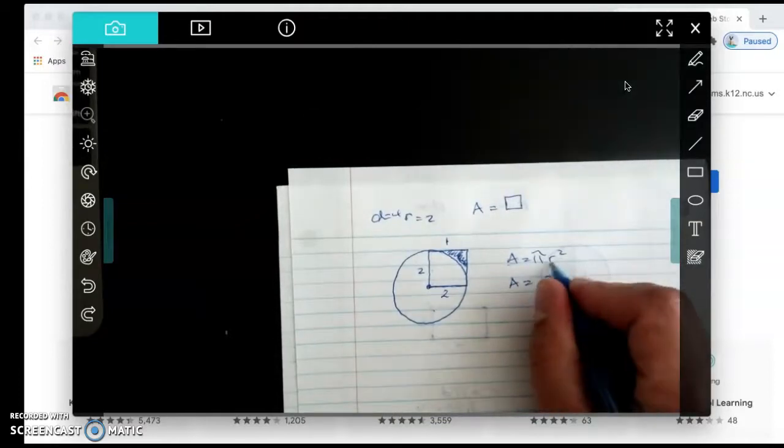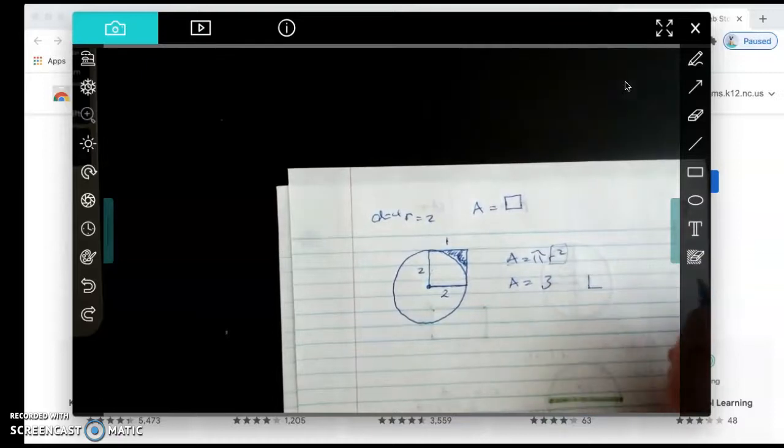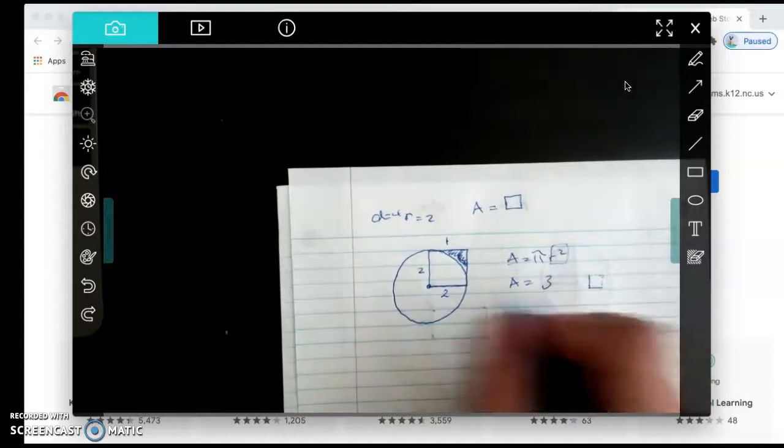I don't know what the radius is, but I'm going to take the radius and square it. I'm going to square it this way and this way so I can make a square. Okay? So I'm not playing with that 0.14 yet.